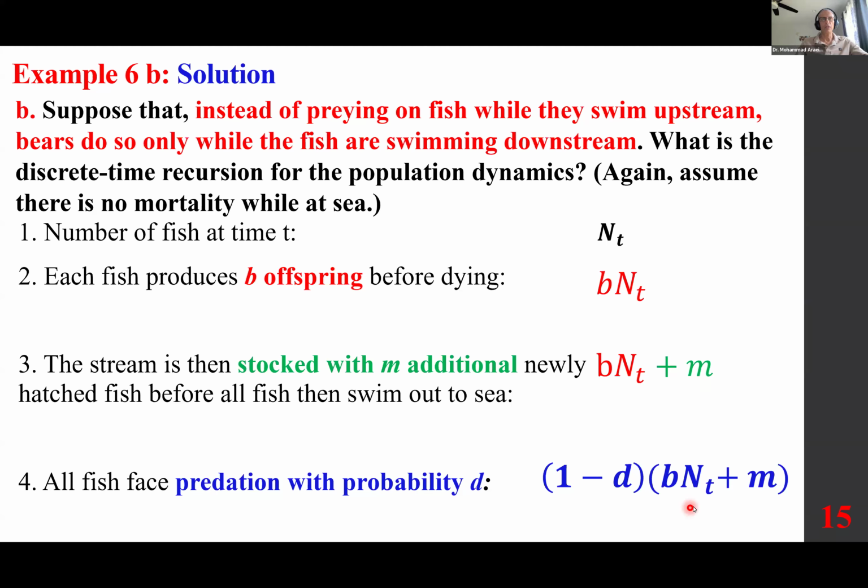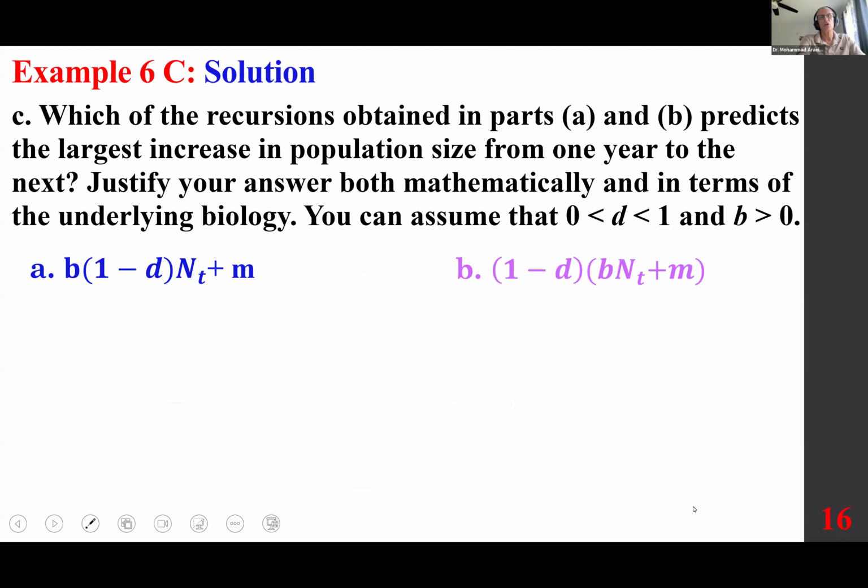Now, finally, compare and contrast. Which of the recursions will give us more? And you can assume D is between 0 and 1. B, the number of offspring, is of course positive, larger than 0. I want to explain the probability. The probability is between 0 and 1. Can it be 0? Yes. So we can have the equality. Can it be 1? Yes. But it's never negative. It's never larger than 1 or 100%. That's important to know. So when we say we're going to give it 110%, it's mathematically wrong. Okay, just emphasize that.